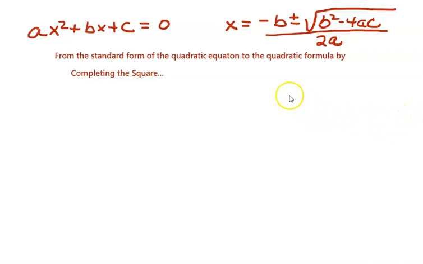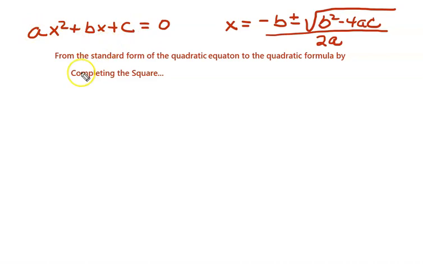What we're going to do here is, from the standard form of the quadratic equation, derive the quadratic formula by completing the square. I believe most of you, or all, should be familiar with the standard form of the quadratic equation and the quadratic formula. Now, a special technique that we're not going to go into detail, but we'll use, is called completing the square.